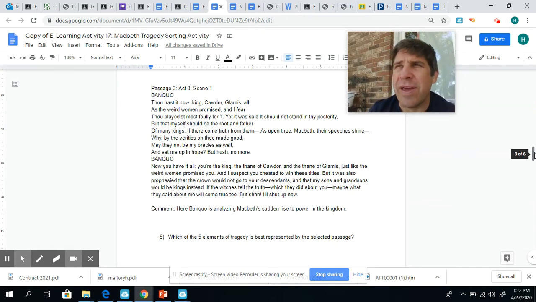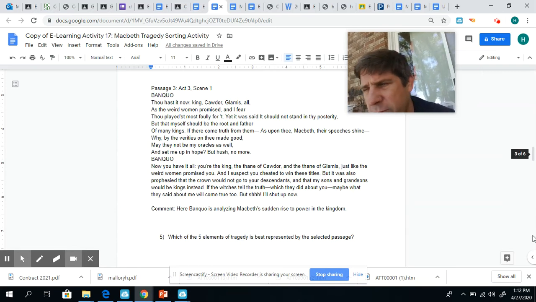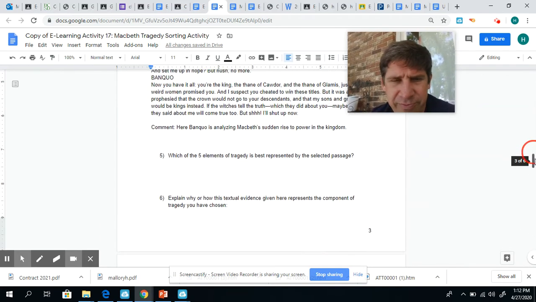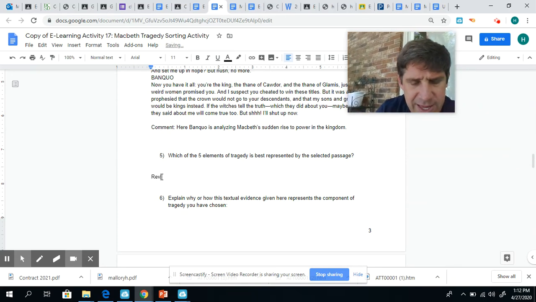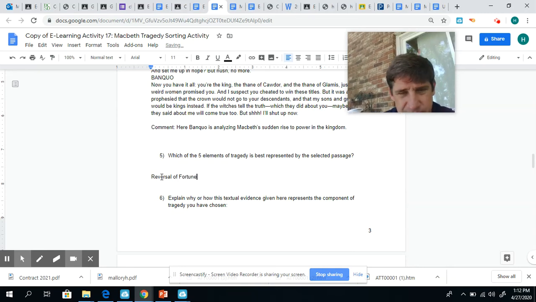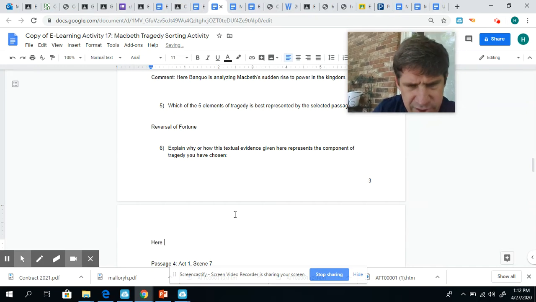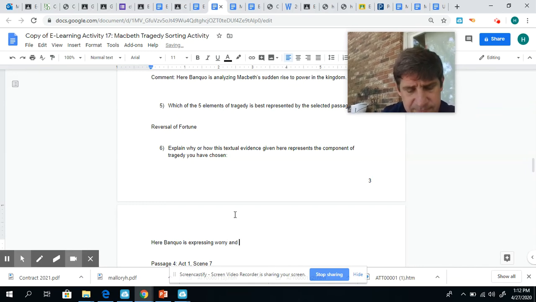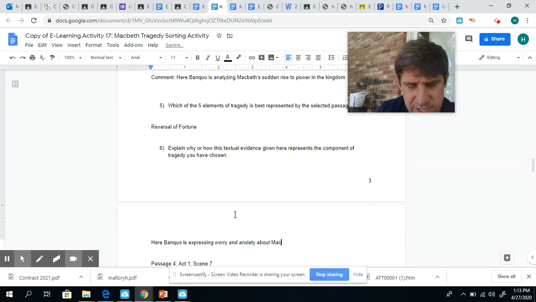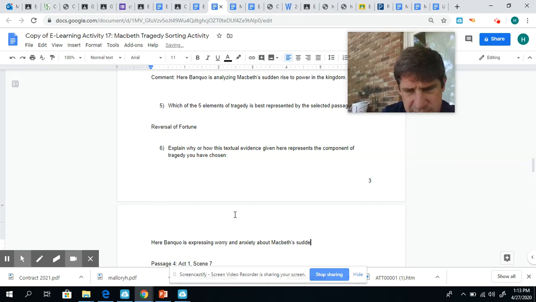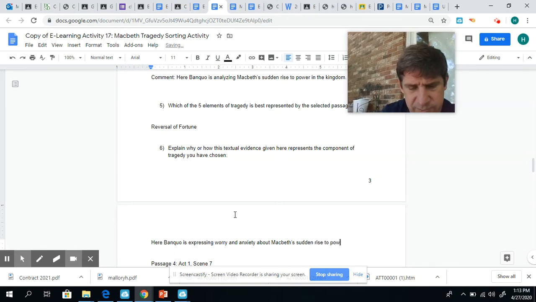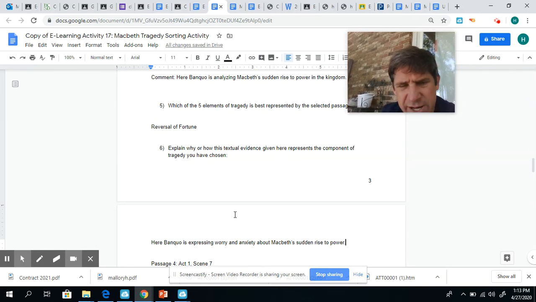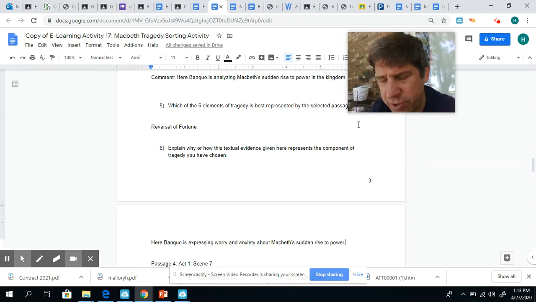All right. This is, of course, the peripeteia. That's a Greek word, so you can't find it in the dictionary probably. But what it means is reversal of fortune. Yes, that's exactly right. Reversal of fortune. All right. So here Banquo is expressing worry about Macbeth's sudden rise to power. And it expresses, of course, that reversal of fortune is so important, we've talked about.